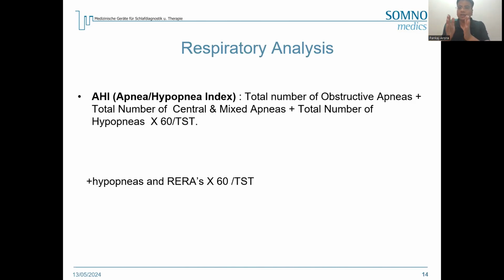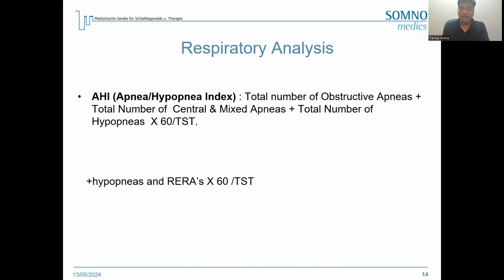So you need to calculate obstructive sleep apneas. You need to see the total number of hypopneas. You need to see central apneas, and you need to look at mixed apneas. You need to add all these apneas, divide by total sleep time, multiplied by 60, which will give you an index, the apnea hypopnea index.